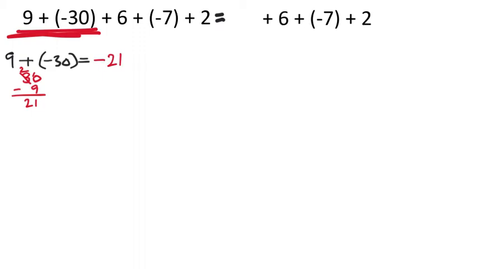So that was 5 numbers being added together. But now we just changed it into 4 numbers, right? And we're going to keep simplifying this 2 at a time until we get to one individual value.